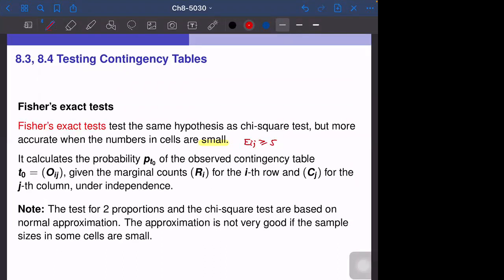Hi, we continue with 8.3-8.4, testing contingency tables. We have another test, Fisher's exact test. Fisher's exact test tests the same hypothesis as the chi-square test, but it is more accurate when the numbers in cells are small. For the chi-square test, it's often claimed that if the expected value is less than 5 for some cells, then the approximation by the chi-square distribution isn't very accurate. Fisher's exact test is based on slightly different assumptions, but basically it calculates the exact probability. So for a small table, it's considered more accurate.